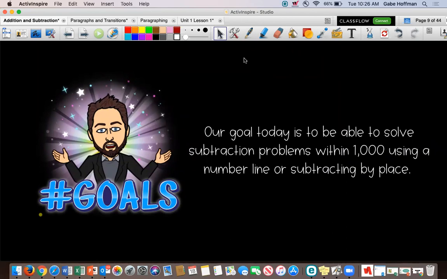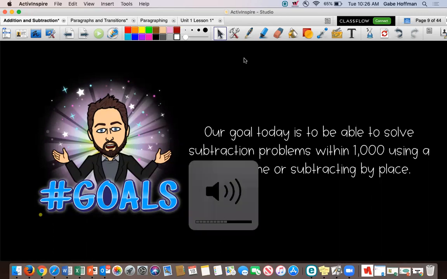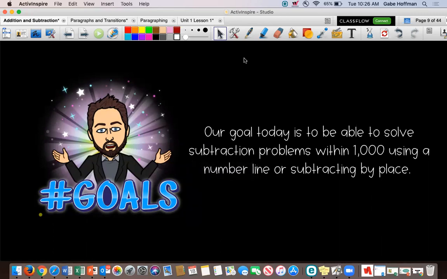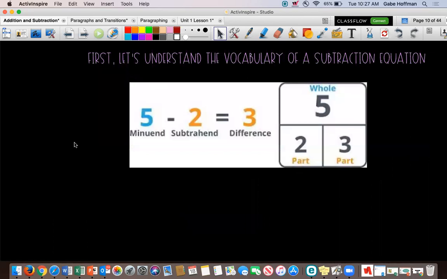Our goal today is to be able to solve subtraction problems with thousands, use a number line, or subtracting by place. Okay, so those are the 2 strategies we're really going to hit today, using a number line or subtracting by place. So just like the addition problem, I want to talk about subtraction problems.